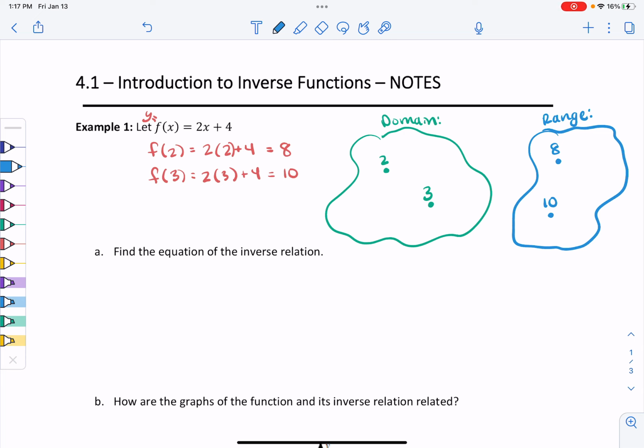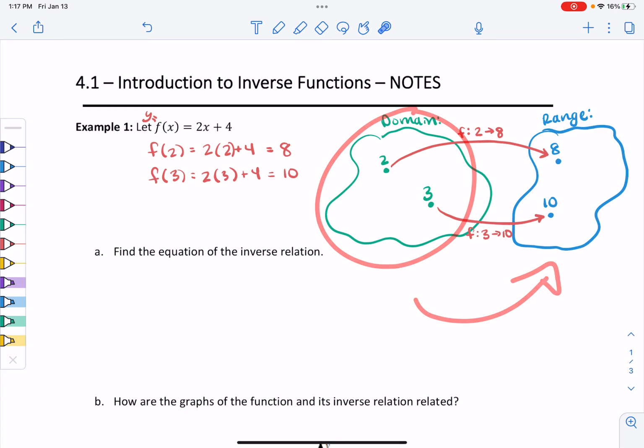Notice that our function is built to map 2 to 8 from our domain to our range. The function maps 2 to 8. Also, our function maps 3 to 10. So that's what the function is doing. It is mapping each of those from the domain to the range.